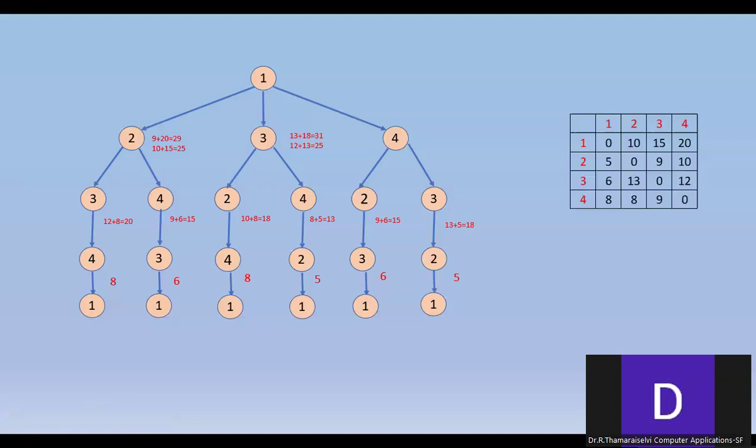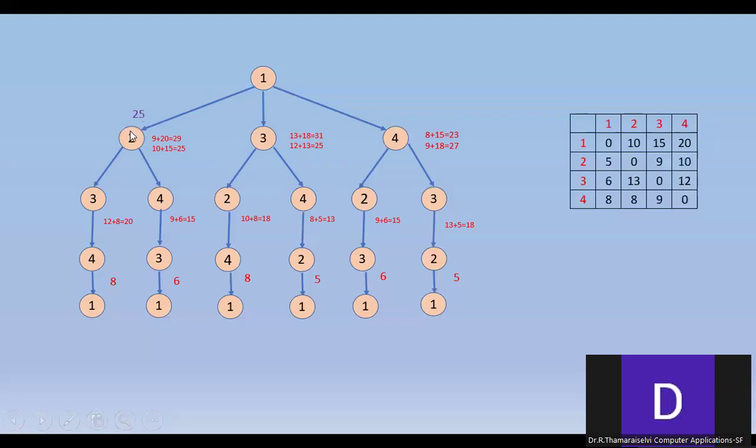Okay, so 12 plus 13, 25. Here, 4 to 2. How much is it? 8. 8 plus 15, 23. 4 to 3, 9. 9 plus 18, 27. Right? So next, here you have to choose the minimum.